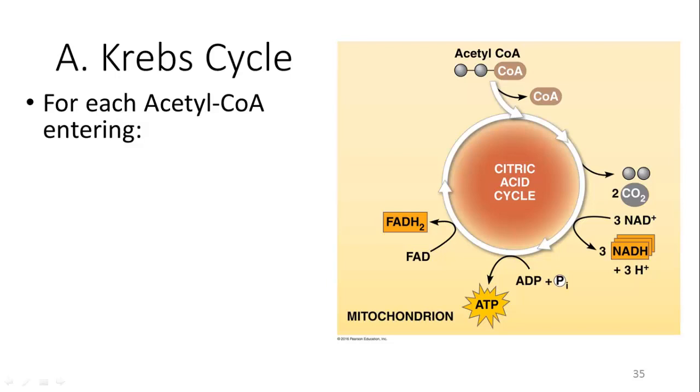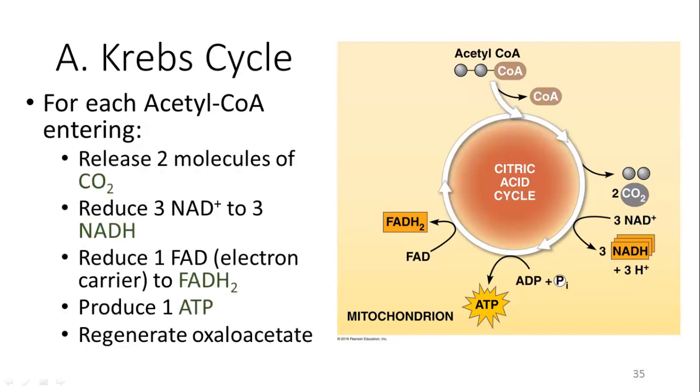So for each acetyl-CoA, and remember we had 2 pyruvates from 1 glucose, so we're going to have 2 acetyl-CoAs for 1 glucose. You're going to have 2 molecules of carbon dioxide, that's waste. You're going to reduce 3 NAD pluses to NADH, 1 FAD to FADH2, and have 1 ATP, and then regenerate oxaloacetate. So if you have 2 of these, you multiply everything by 2 per 1 glucose.